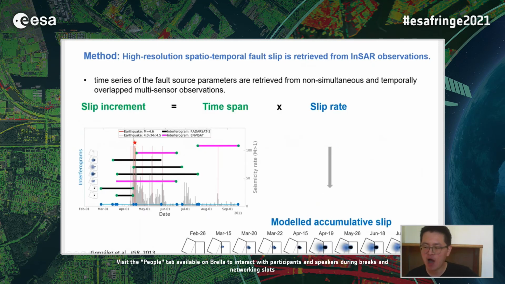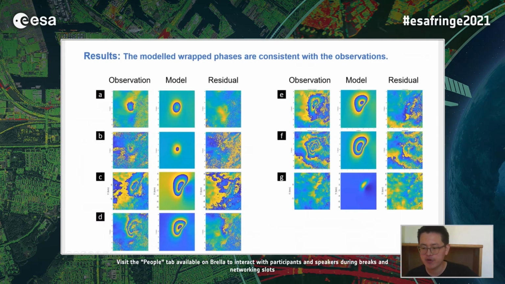This slide explains how to retrieve the high temporal resolution slip. We follow the idea in Gonzalez et al. 2013 and set up the linear equation. The slip increment is the product of time span and the rate. We improved their method to solve for the slip rate, followed by integration to get the accumulated slip. And the bottom figure shows the slip evolution from February to the end of July. And you can see we have modeled the observed rapid phase very well.